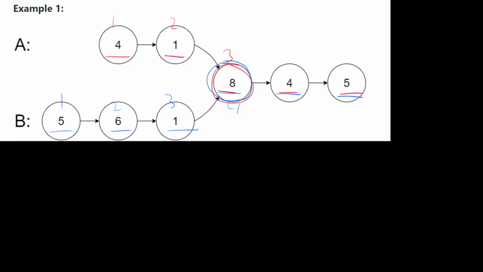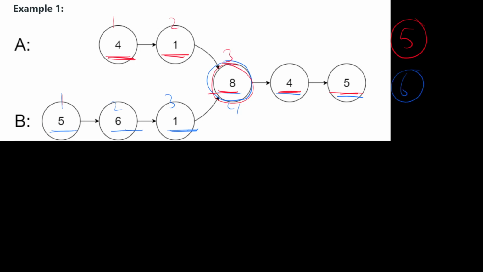Well, we could just traverse through each list separately. For head A, we could set a temporary length variable, and every time we traverse, until we hit null, we would increment the length variable. We would get the length for A is 5, and we would do the same thing with B, and we would get the length of B is 6.